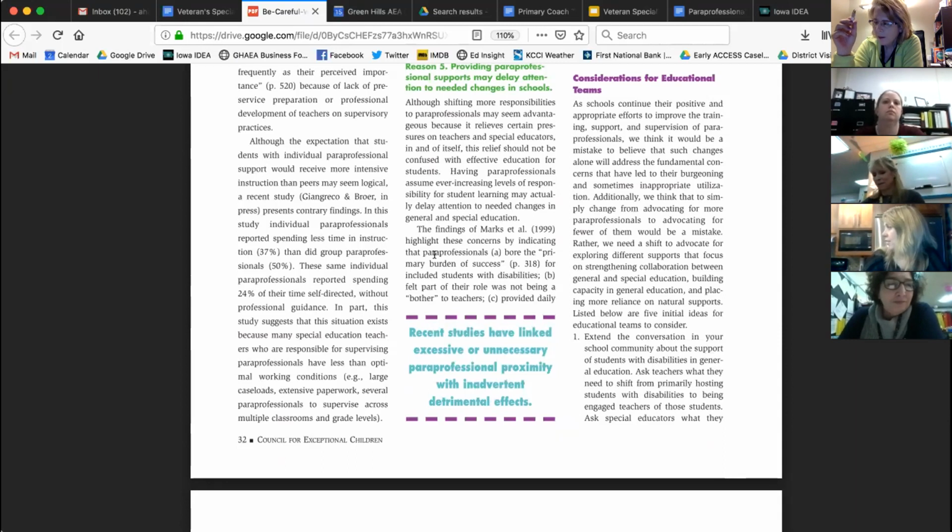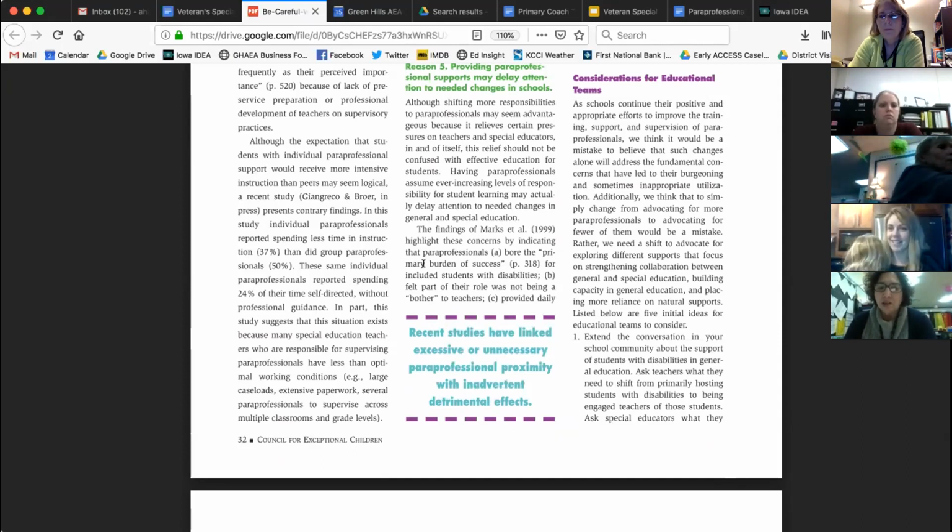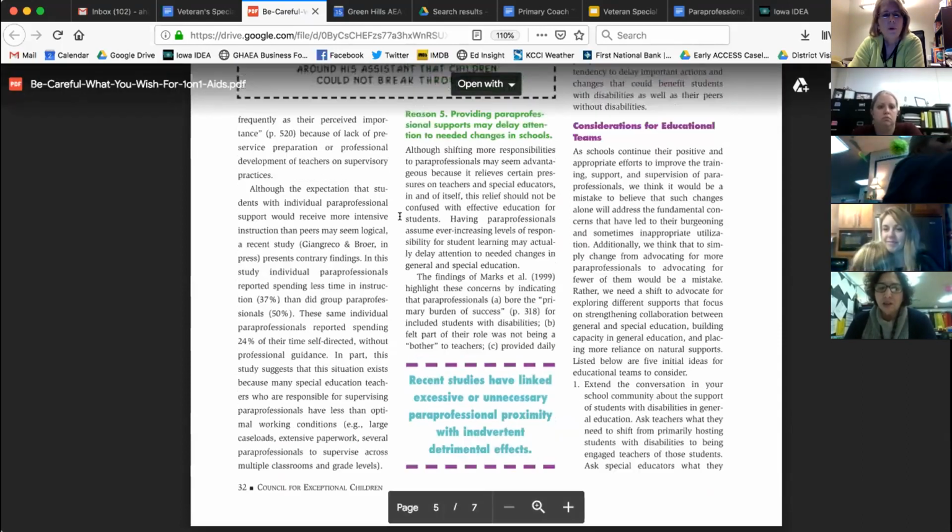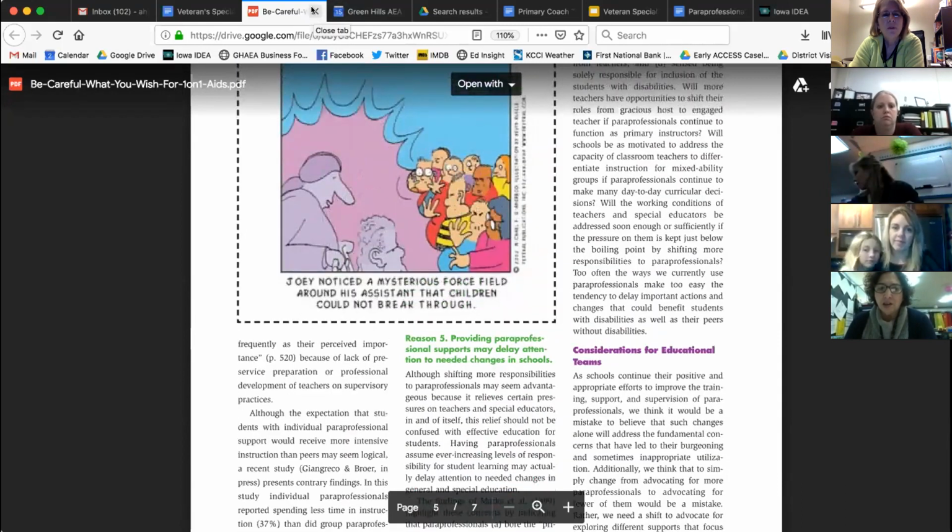Well, the common thing that I'm hearing across all of this is time and collaboration and involving people in discussions about what those needs are and how we can best meet those needs, whether they're a gen ed teacher, a special ed teacher, or a parent. So we'll move away from this article.